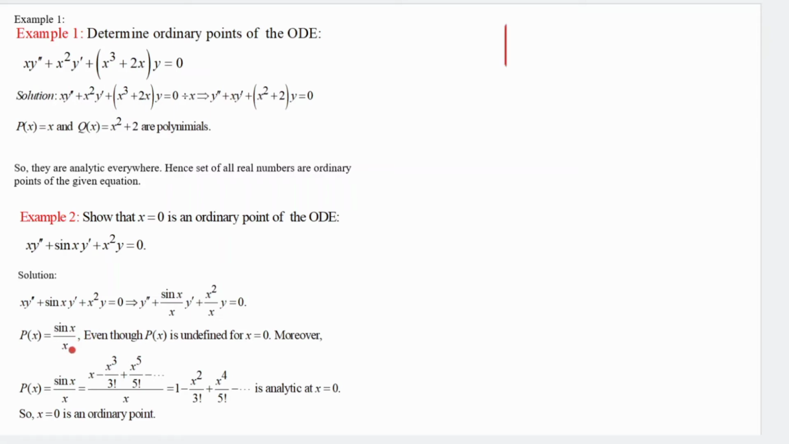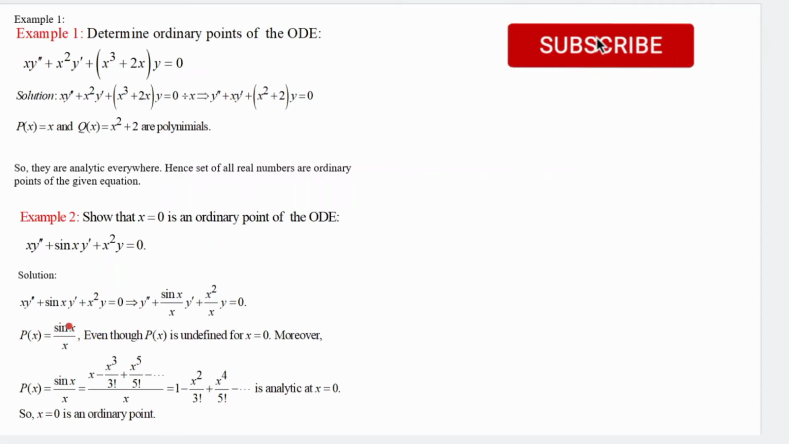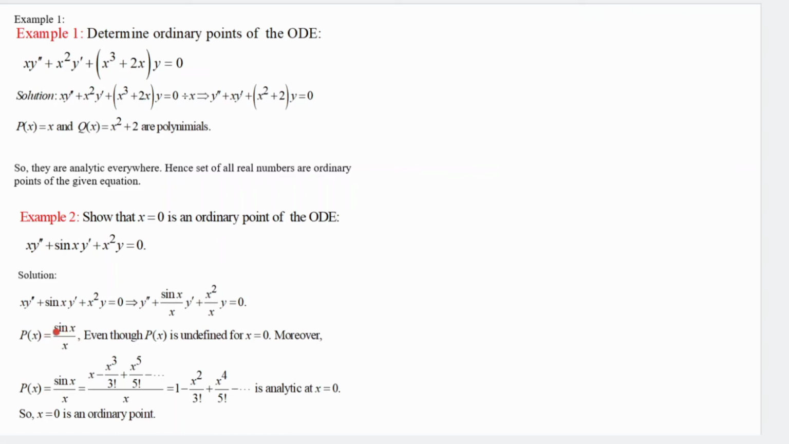We can see here that when x is 0, this p of x is undefined. But we have to make sure whether this p of x, the result of sin x by x, is analytic. We know the series for sin x. We put in the series for sin x, x minus x cubed by factorial 3 and so on, and divide by x. Then finally we get p of x equal to this. Now you can see this series is analytic at x equals 0, because when we put x equals 0, the series is defined. That means we can say that this p of x is analytic.